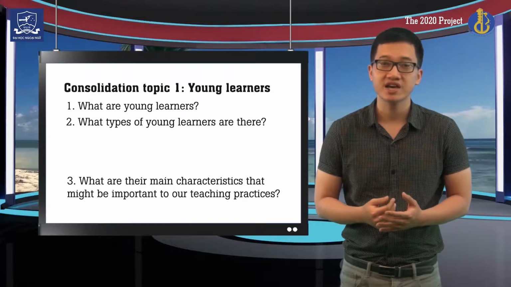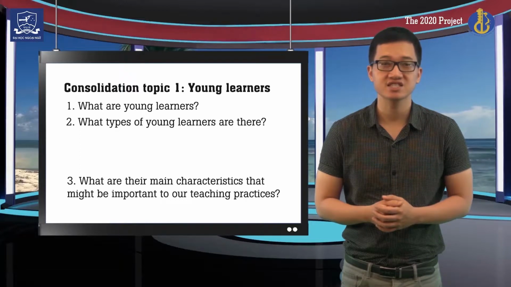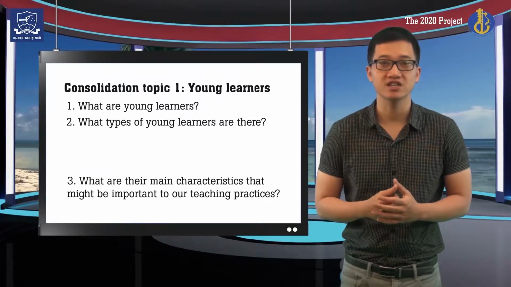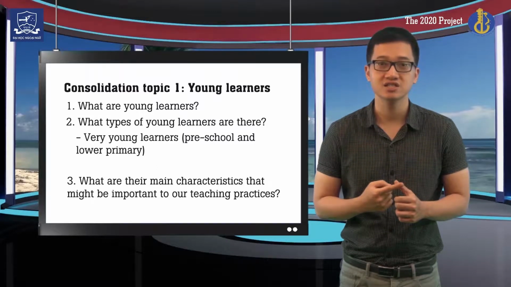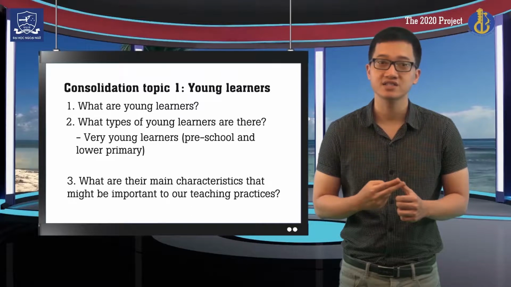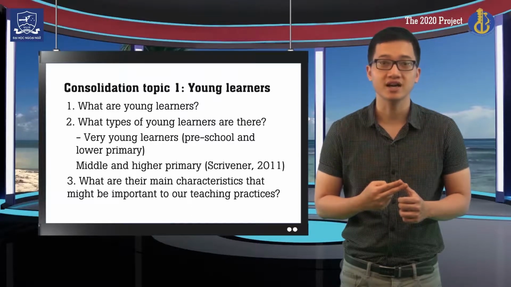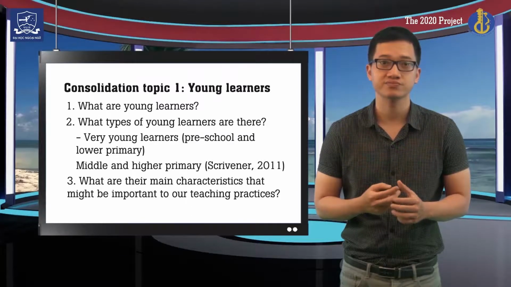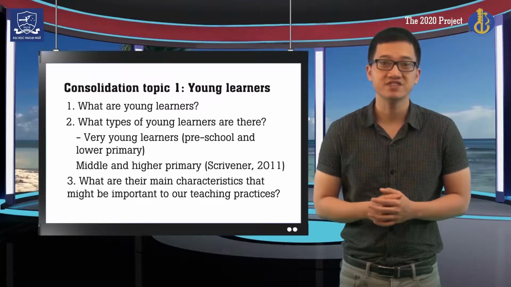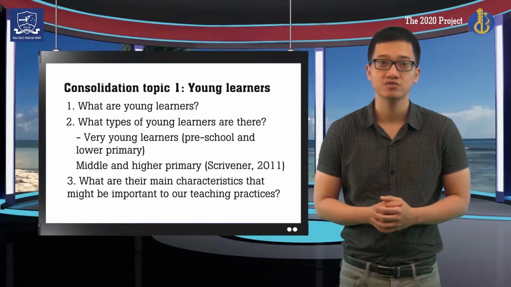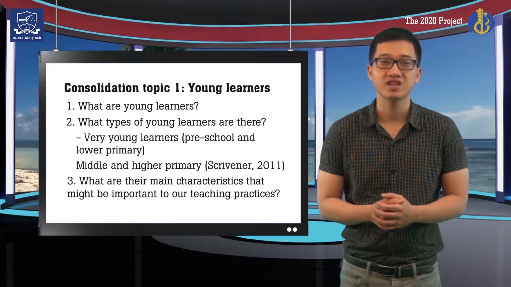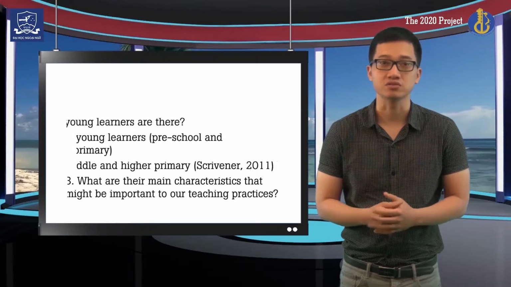Scrivener in 2011 suggests at least 2 main groups of young learners, namely, first, very young learners at preschool and lower primary, and second, middle and higher primary learners. We will discuss different activities for each group in another video. For now, let's focus on their characteristics in general.